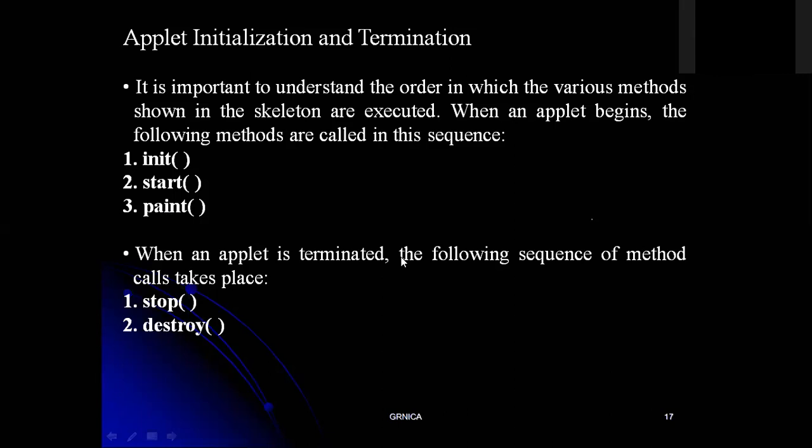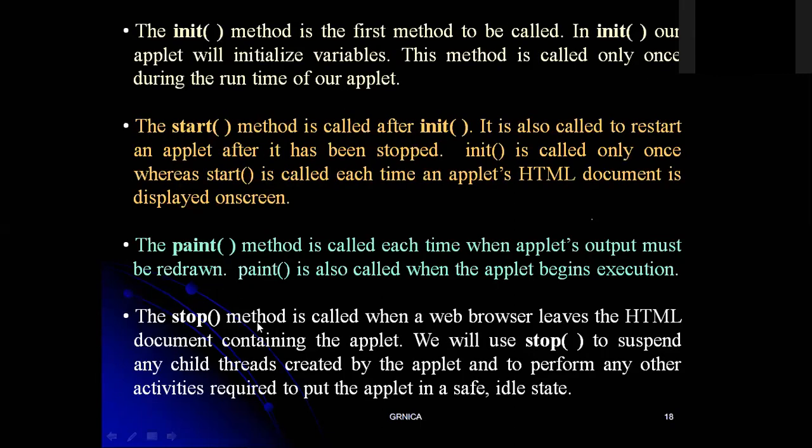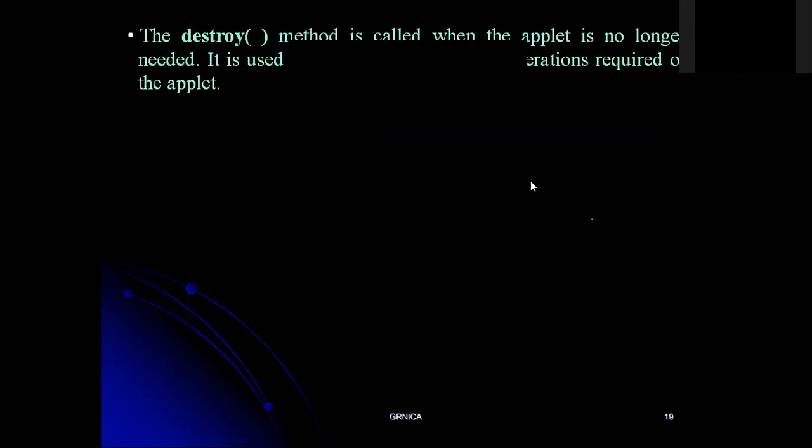When an applet is terminated, the following method calls take place: stop and destroy. First it will stop the execution, and then it completely destroys it. So this is just an explanation of each method. You can go through it.